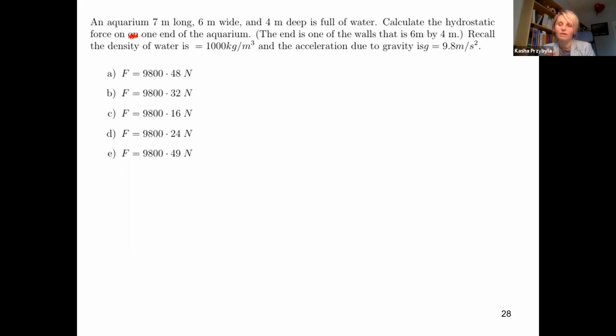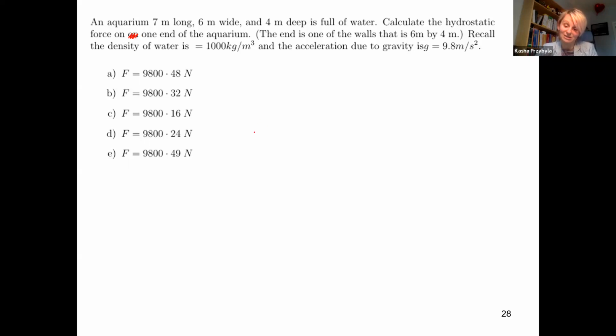Since we have SI units, the metric system, we have to know the density of the water, and I will give it to you. It's 1,000 kilograms per cubic meter, and the acceleration due to gravity, of course, is 9.8 meters per second squared. Okay, let's see what we need.